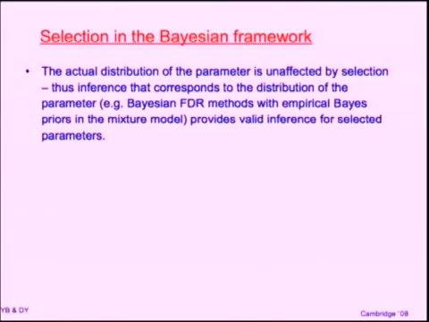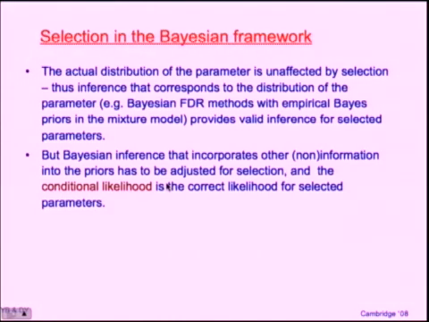Now we claim that this selection problem appears in the Bayesian framework as well. Even though the actual distribution of the parameters is unaffected by selection, inference that corresponds to the distribution of the parameters, in the sense that you're using a Bayesian model with empirical Bayes priors in the mixture model where you estimate the proportion pi naught of the null hypotheses, provides a valid inference even for the selected parameters.